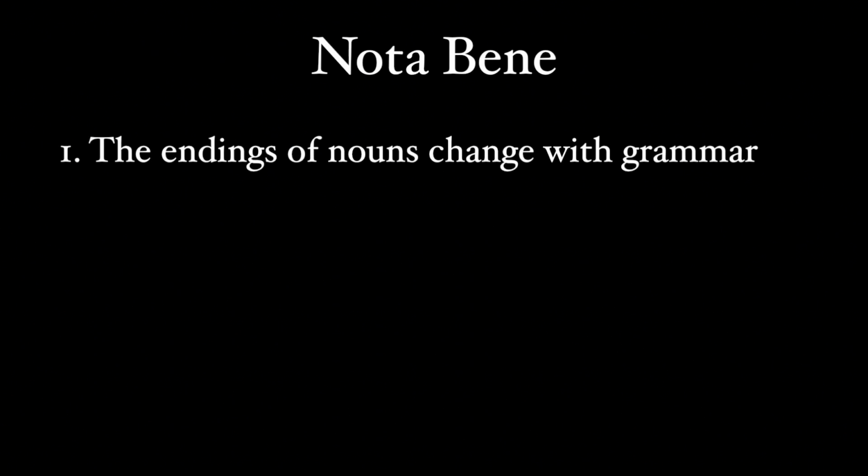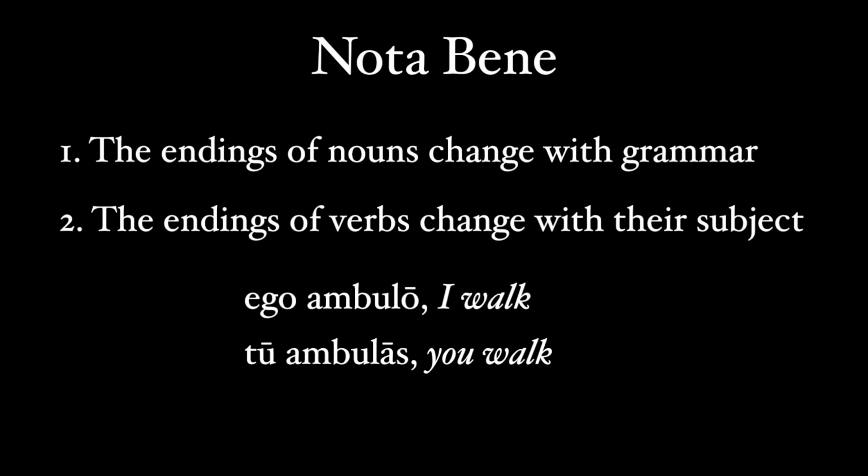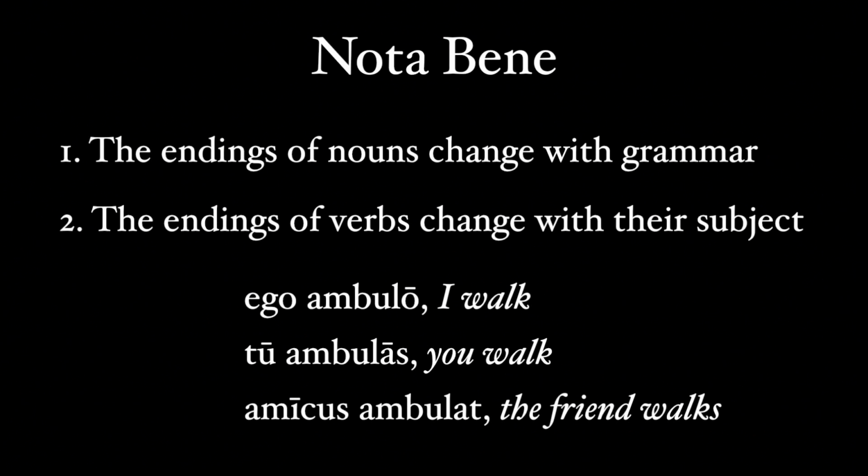Next, do you remember that the verb in Latin changes its ending based on who the subject is? So let's take a word like I walk, ego ambulo. You walk is tu ambulas, and the friend walks is amicus ambulat. The -o, -s, -t ending has to agree with the subject of the sentence. If I, ego, is doing the action, the verb ends in an -o. If you, tu, the verb ends in an -s. And if a he, she, or a name, or a person, or a term like amicus, then the verb ends in a -t. But these -o, -s, -t endings are only used for the singular.